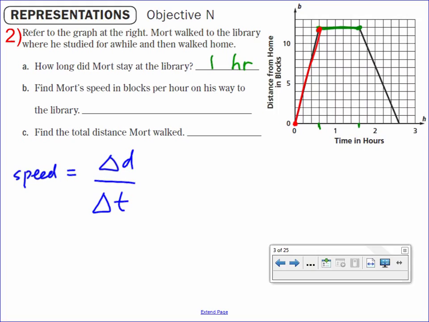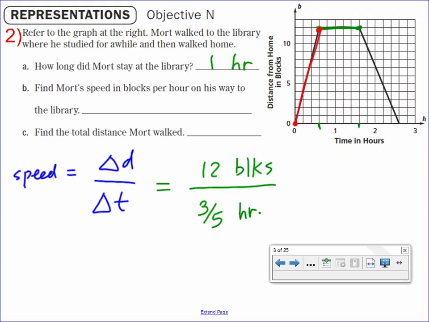So let's see how that's going to work out. Our change in distance was a total of 12 blocks divided by our change in time, which was 1, 2, 3 out of 5 tick marks, so 3 fifths of an hour. So 3 fifths of an hour was my change in time. 12 blocks is my change in distance. Can I make this look a little bit better, a speed in blocks per hour?